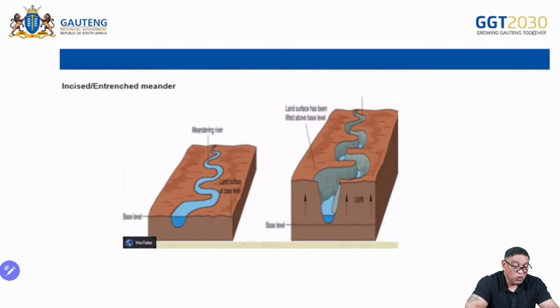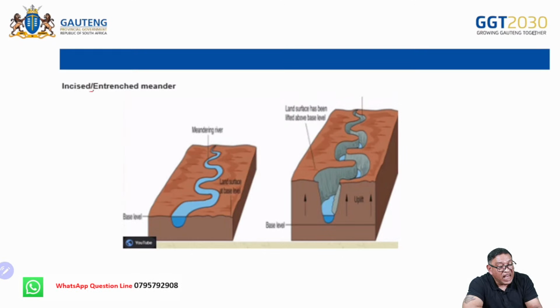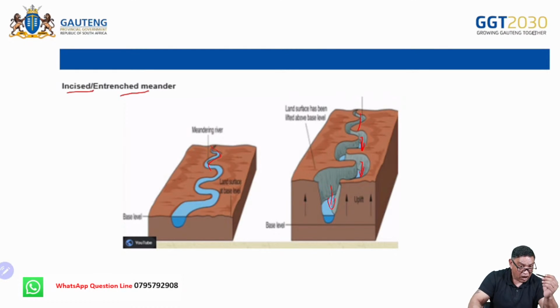And our next one is an incised entrenched meander. Using the same diagram, there's your river flowing, and suddenly it experiences rejuvenation. The flow is faster, it has more energy, and then it cuts vertically down. Can you see? I'm always using that vertical erosion. Now it's incising, it cuts deeper, and now this meander is very deep.